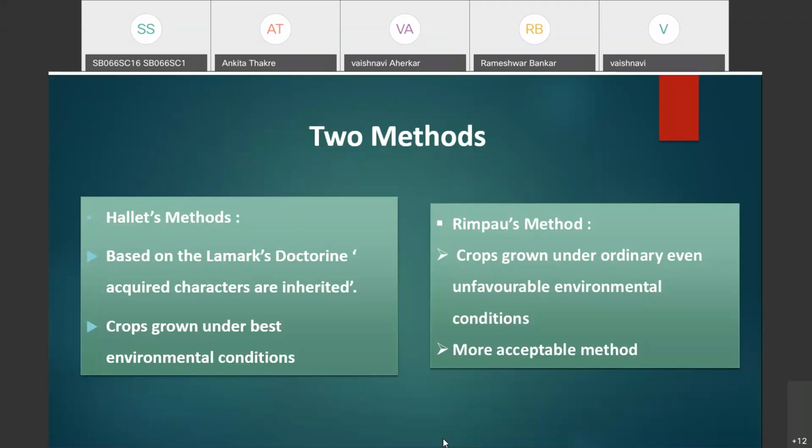It is more acceptable method because it is easily applicable. Okay, it is easily applicable. And secondly, the environmental variability which influences greatly the characters like the yield, these are considerably reduced. Okay, environmental variability which influences characters like the yield is reduced, and the genetic variability is allowed to full expression.